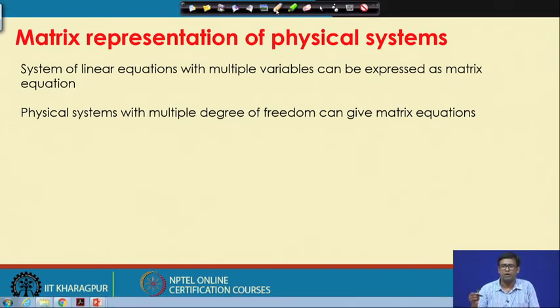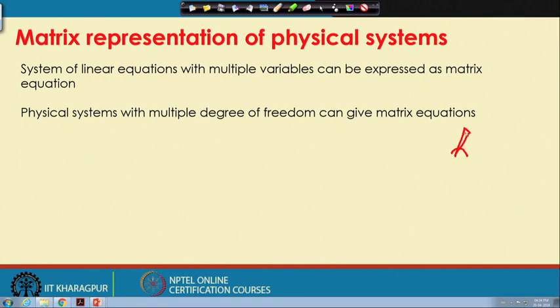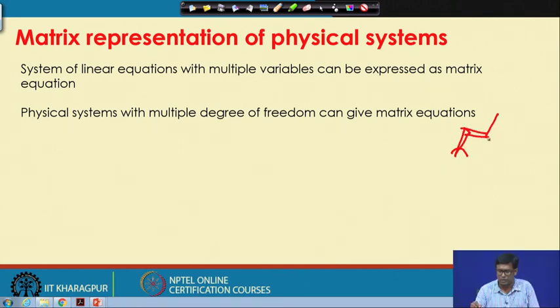For example, if we think of a linkage bar mechanism, a mechanism with many links, where each link has its own degree of freedom, each hinge has its own degree of freedom, then we can get a matrix equation defining the motion of all the links. This matrix equation arises when there is some interdependence among the motions associated with different degrees of freedom.